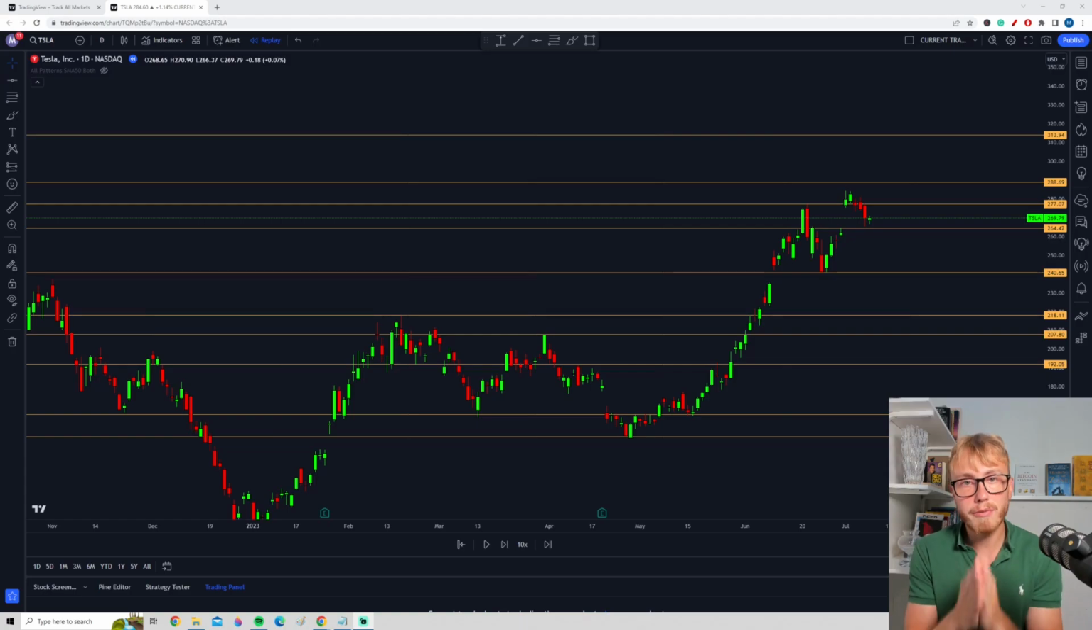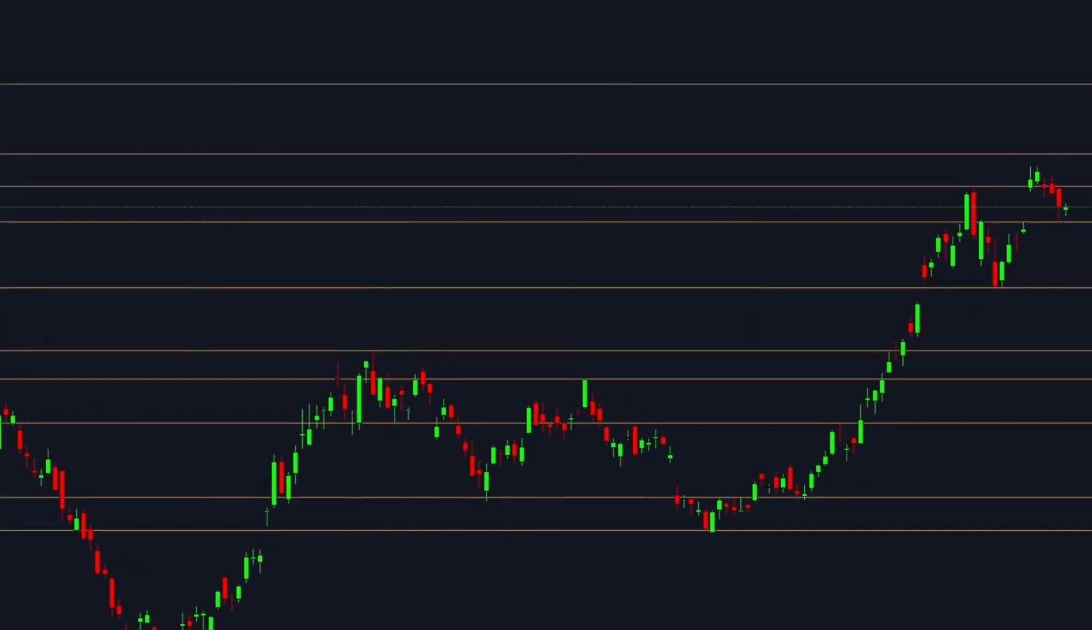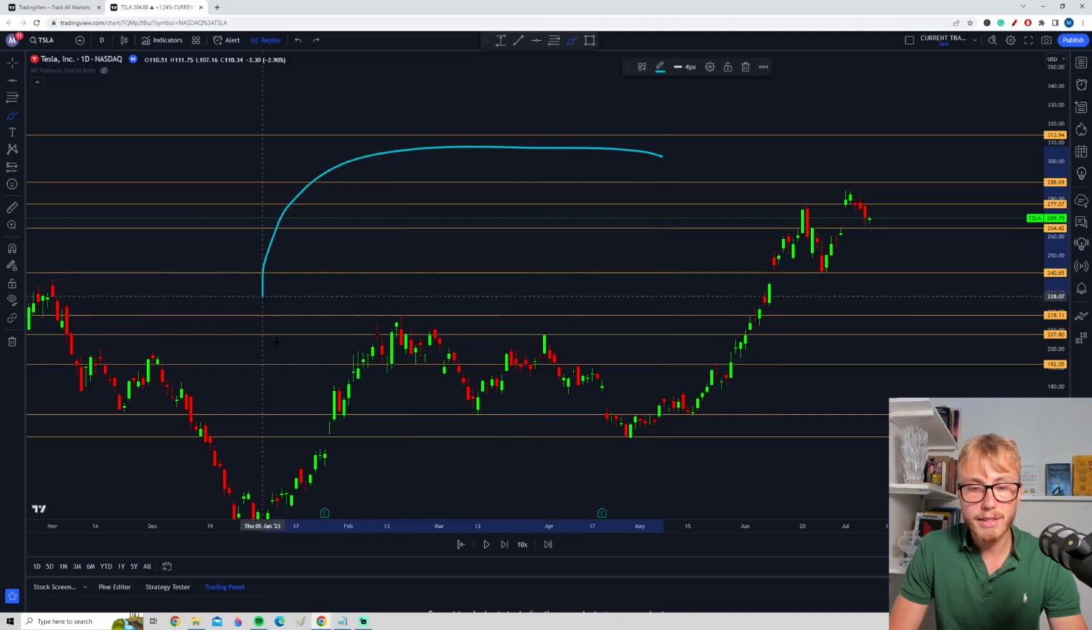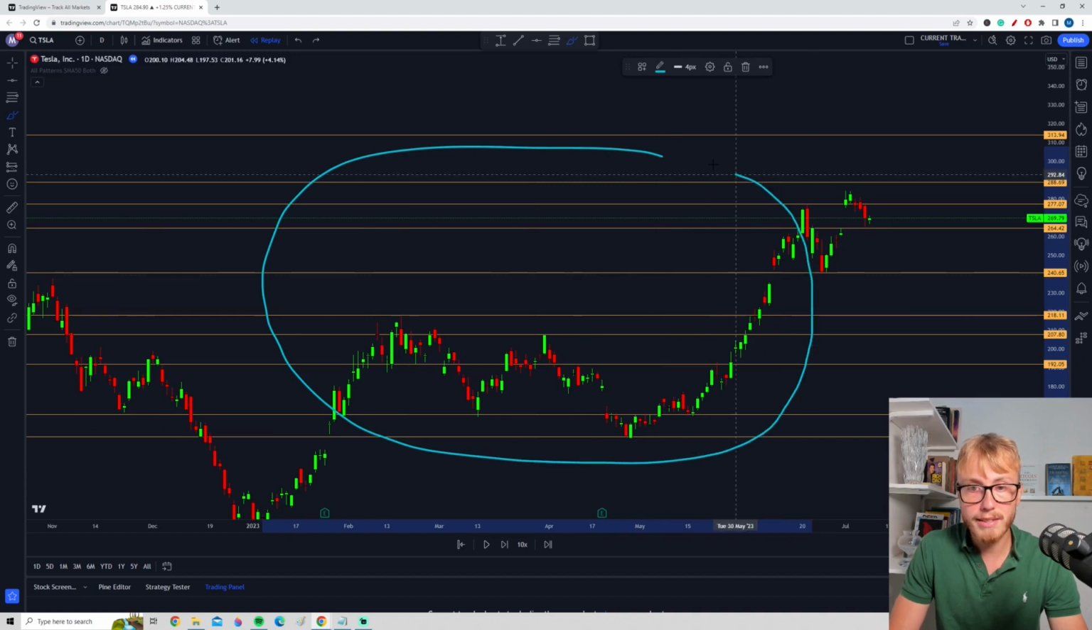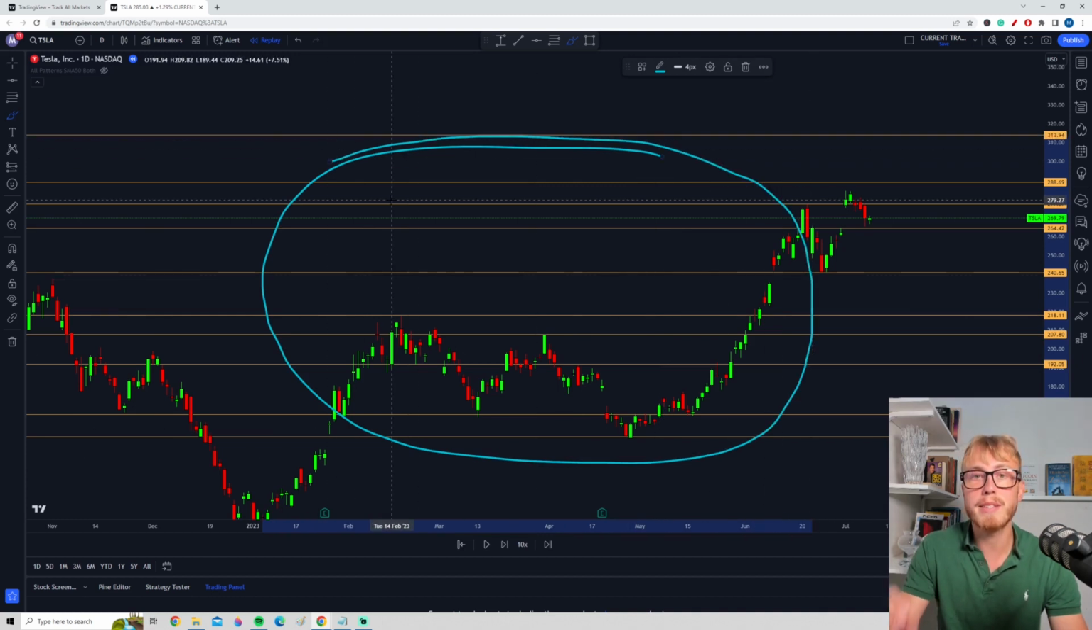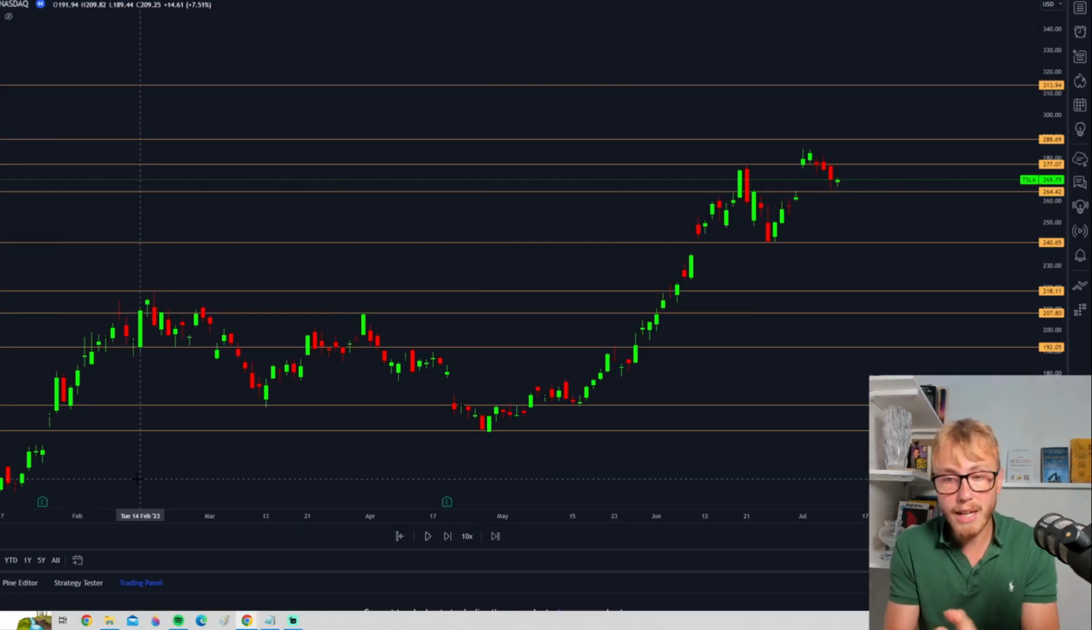So to understand the first game-changing concept, I want you all to look at this chart right here. Can you see anything wrong about this chart? Well, this chart right here, which by the way is a Tesla chart on a daily time frame, is a prime example of badly drawn support and resistance levels. And the reason for this is that we simply have too many support and resistance lines.